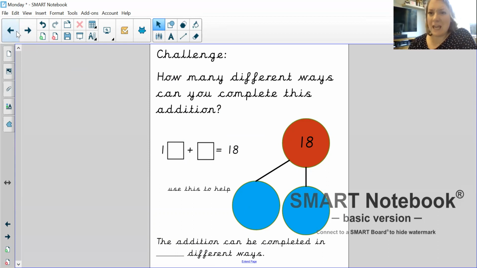Great. If you fancy an even harder challenge, you can have a go at this. Now, this is tricky. How many different ways can you complete this addition? And you need to use this model to help you. The addition can be completed in different ways. So you will write this sentence and write a number on that line, but you need to use your trial and error skills to find out how many times you can complete this number sentence. I'll look forward to seeing your challenge on Tapestry too.